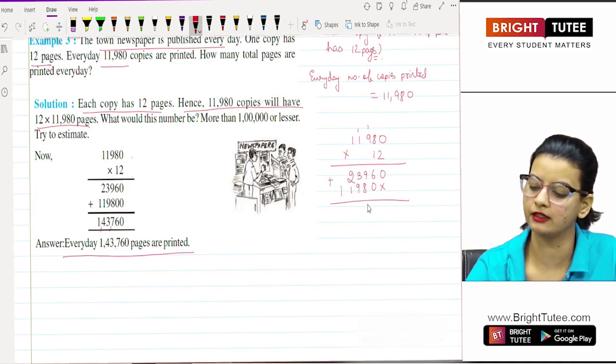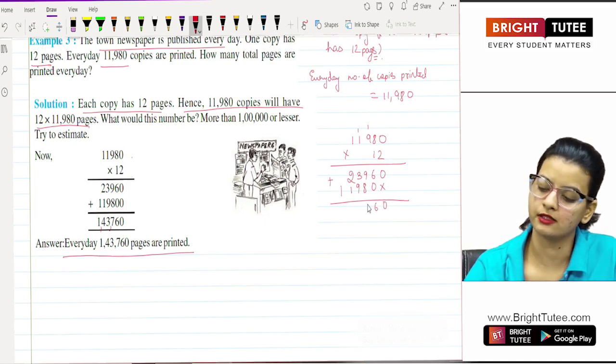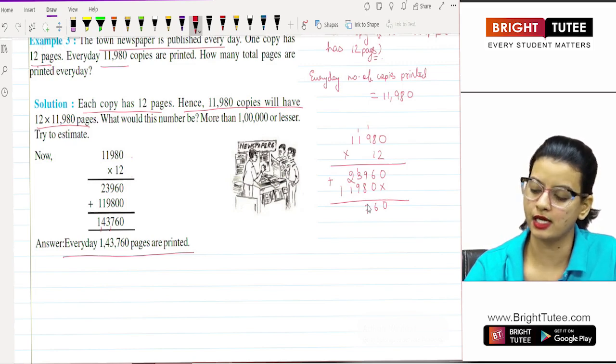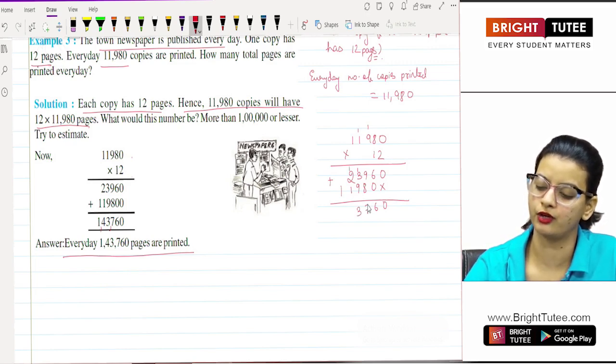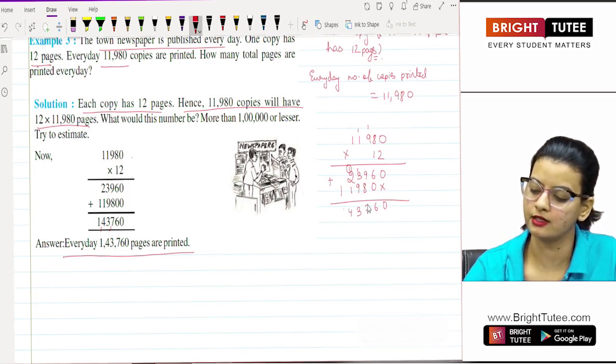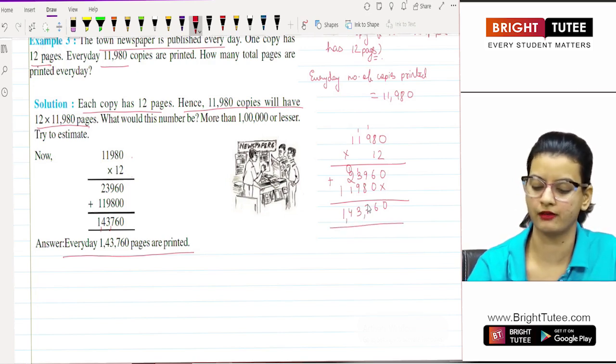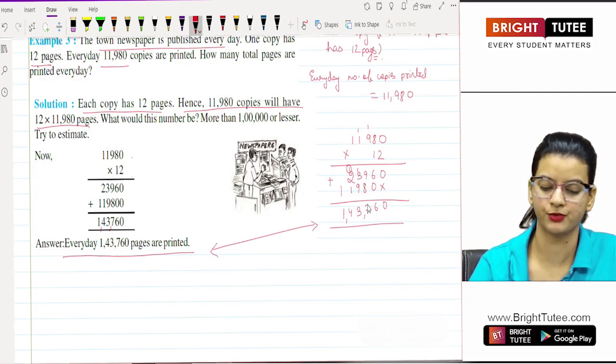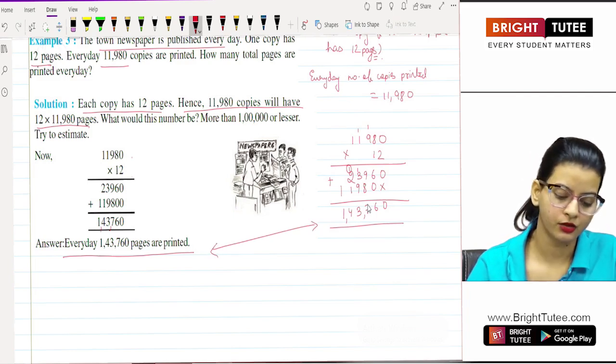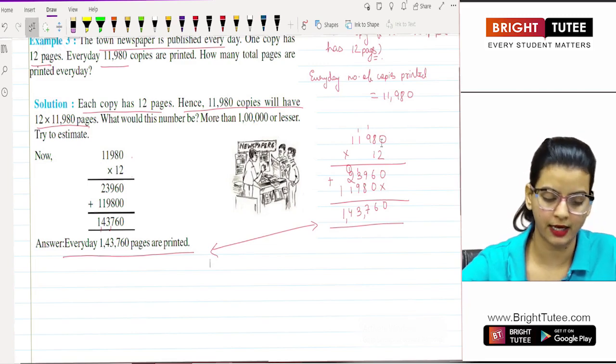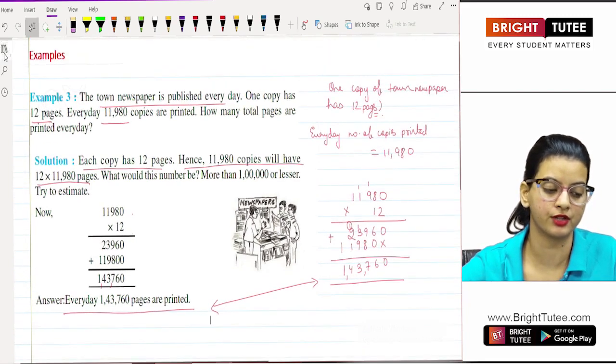Now, let's just add these. So, 0, 6. 9 plus 8 is 17, so 7 carry over 1. 9 plus 1 is 10, plus 3 is 13, so 3 carry over 1. 2 plus 1 is 3, plus 1 is 4, and then this 1 comes down under. So, after putting commas, I get 1,43,760, the same answer we received. Okay, so these many pages are printed every day.